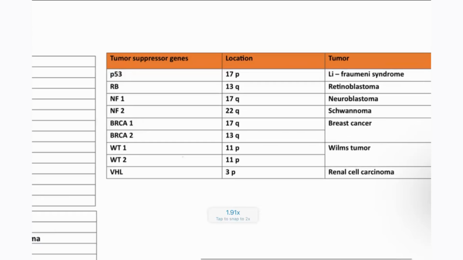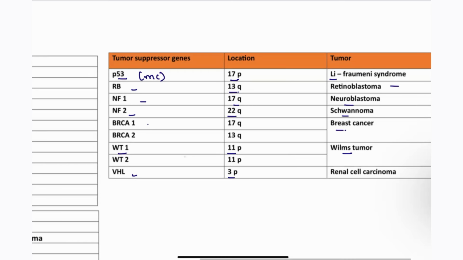Next, tumor suppressor genes. What is the most common one? That is P53, present on chromosome 17p. Li-Fraumeni syndrome will be seen, so multiple tumors will affect this patient. RB gene is for retinoblastoma, 13q. NF1, 17q, for neurofibroma patients. NF2, 22q, that is schwannoma. BRCA1 and BRCA2, 17q and 13q respectively, breast carcinoma. WT1, 11p, Wilms tumor. VHL, von Hippel-Lindau syndrome, 3p, is for renal cell carcinoma.